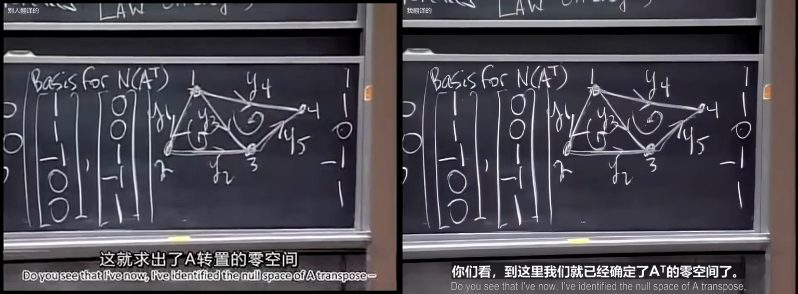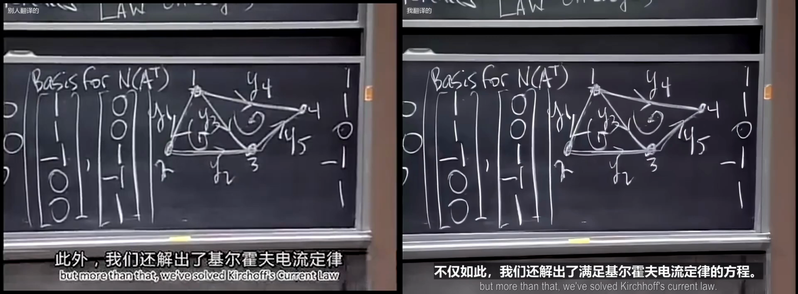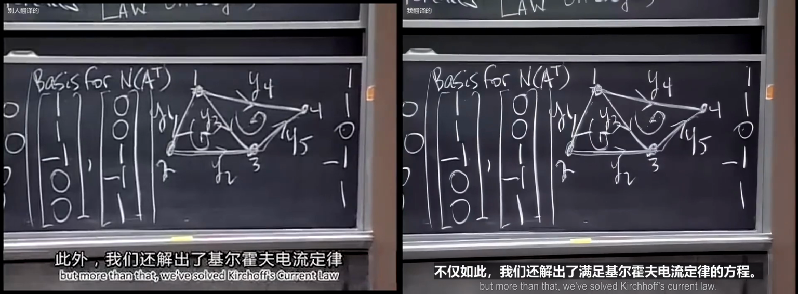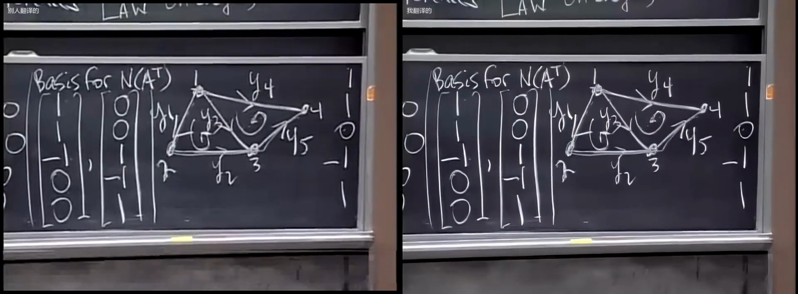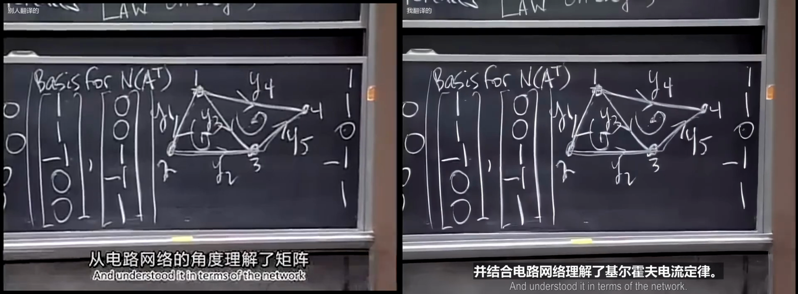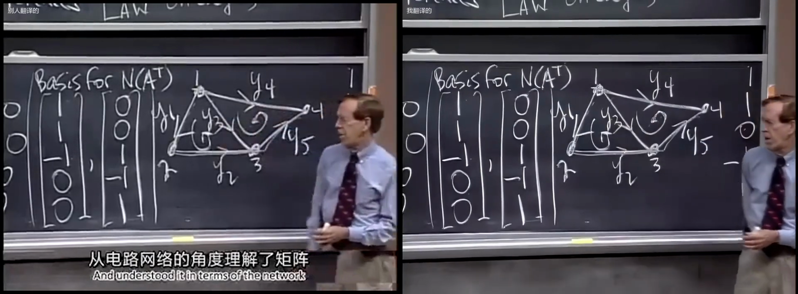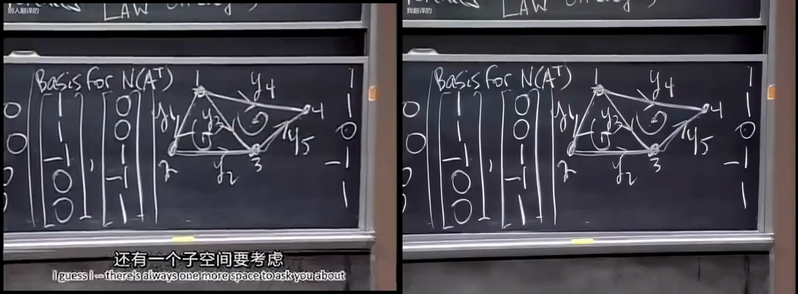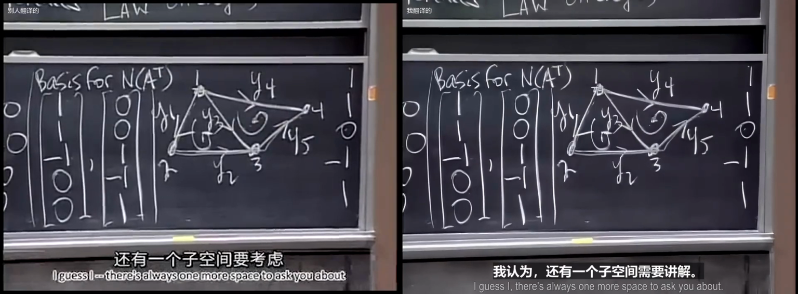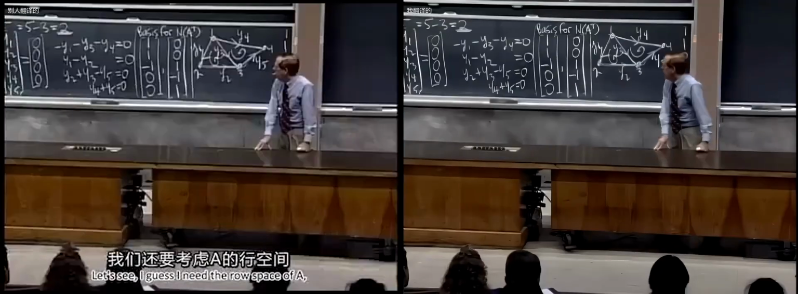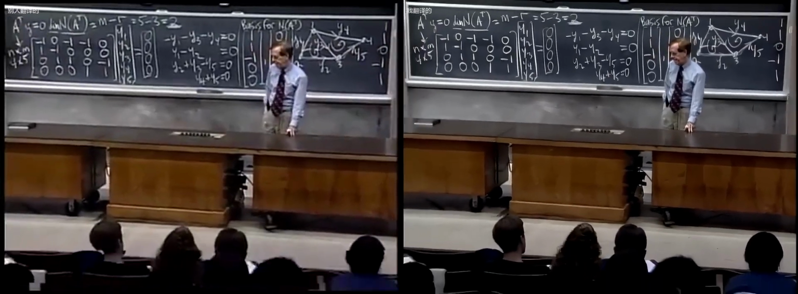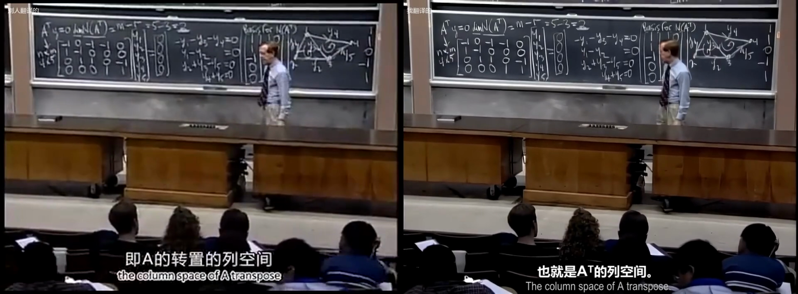You see that I've now identified the null space of A transpose, but more than that, we've solved Kirchhoff's current law and understood it in terms of the network. Okay, so that's the null space of A transpose. I guess there's always one more space to ask you about. Let's see, I need the row space of A, the column space of A transpose.